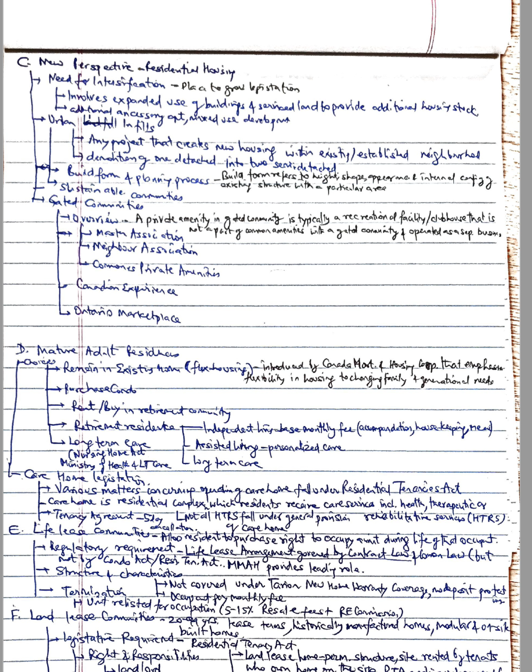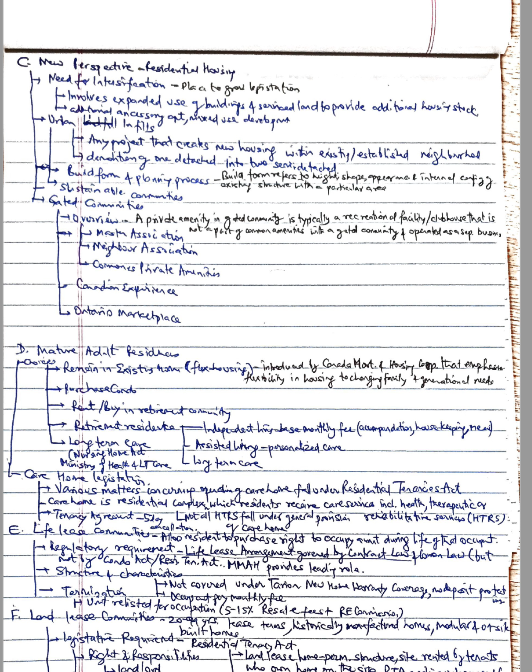Note that life lease communities are not covered under the Tarion new home warranty coverage. So note there is no deposit protection. Occupants may also have to pay monthly fees. The termination of a life lease community involves the unit being relisted for occupation. There will be 5 to 10% resale fees, in addition to the real estate commission.